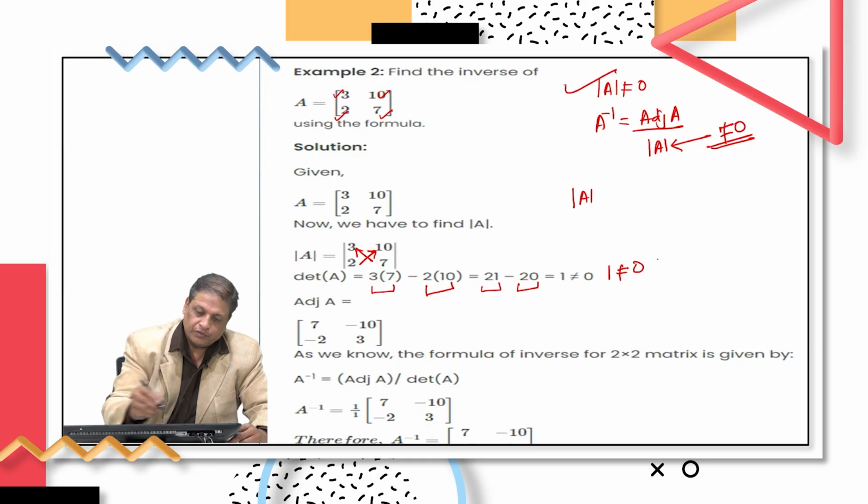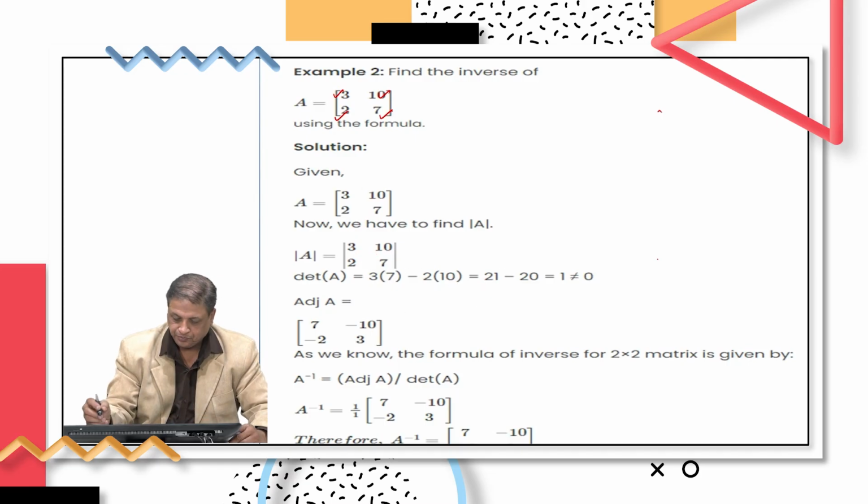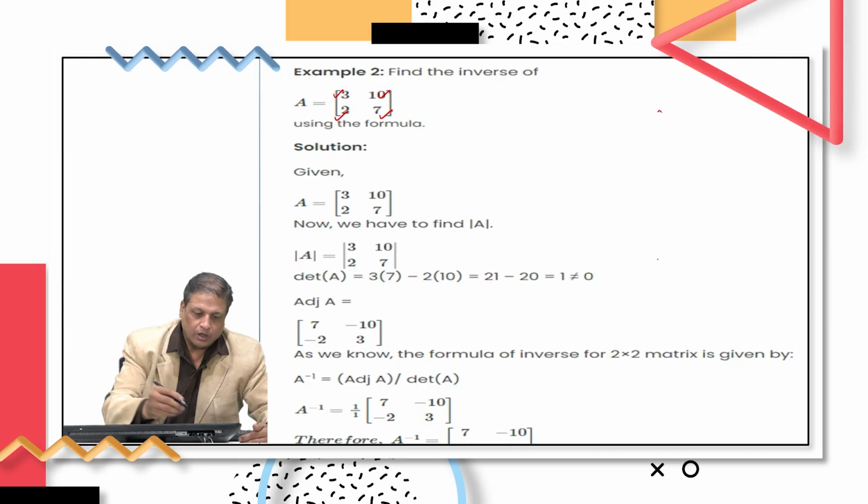Now the second condition is we need to calculate the adjoint. For the adjoint, we need to first calculate the value of the cofactors. So let's calculate the value of the cofactors. First and foremost is A11.